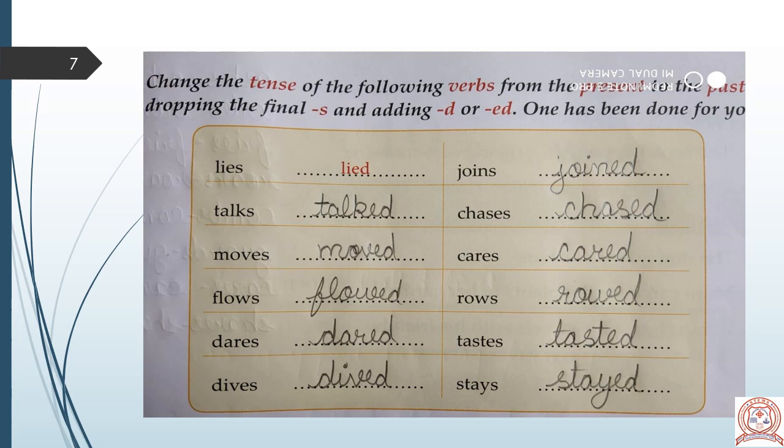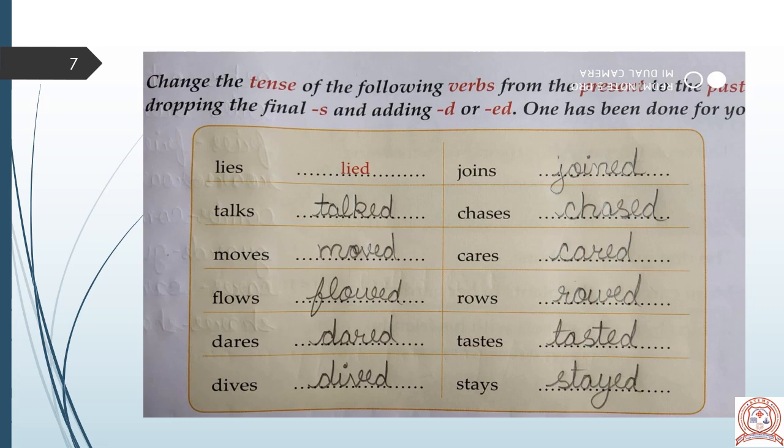We added ED. Second, he fears the dark. He, F-E-A-R-S, fears, and in past tense it will become feared. He feared the dark. So now let's start with the exercise. Change the tense of the following verb from the present to the past by dropping the final S and adding D or ED. One has been done for you.